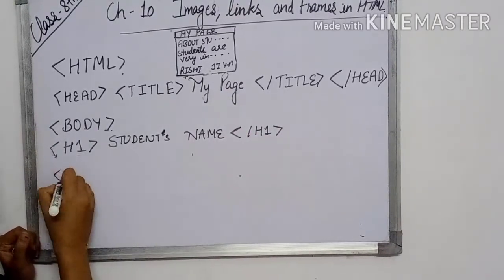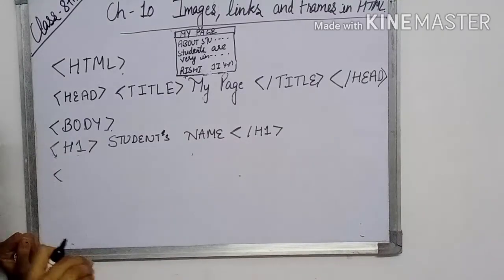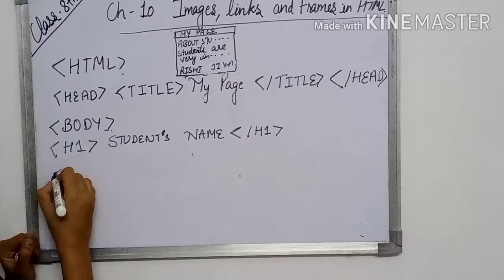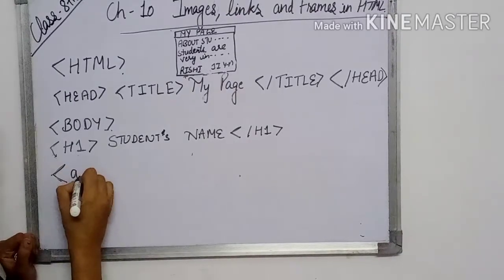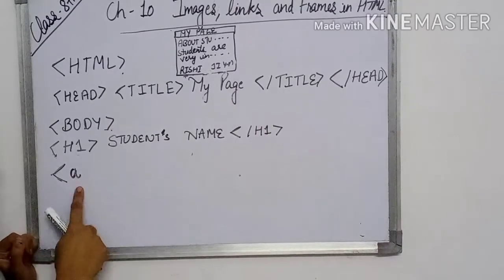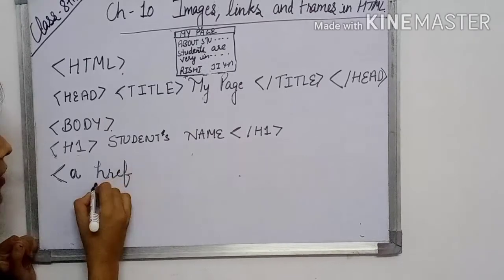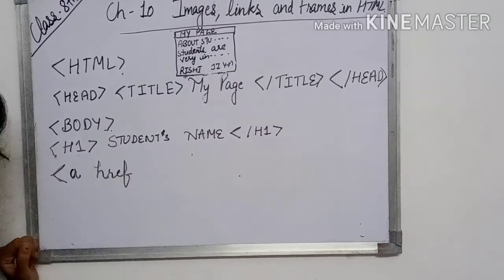Now I am using a tag for giving a link. So how we can create a link in a web page? We can create a link in a web page using an anchor tag. Anchor tag starts with A. After that you will write down href. href is the hyper reference.